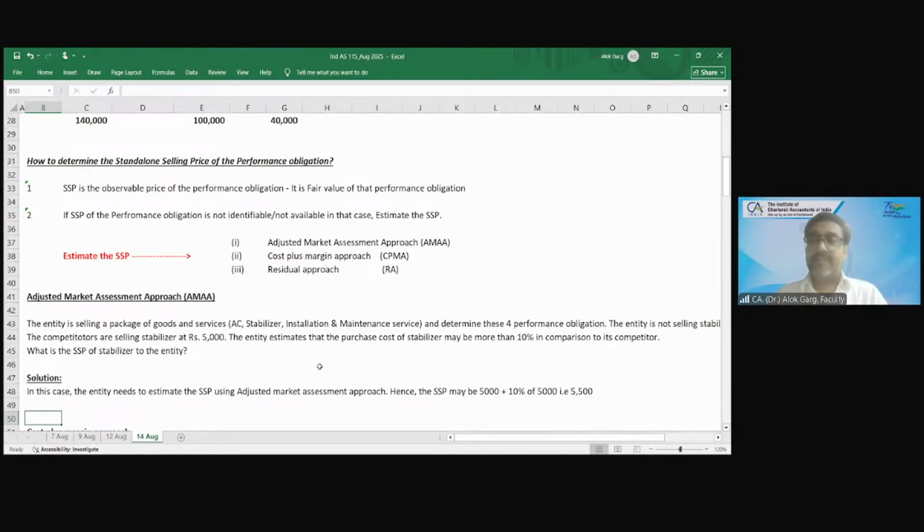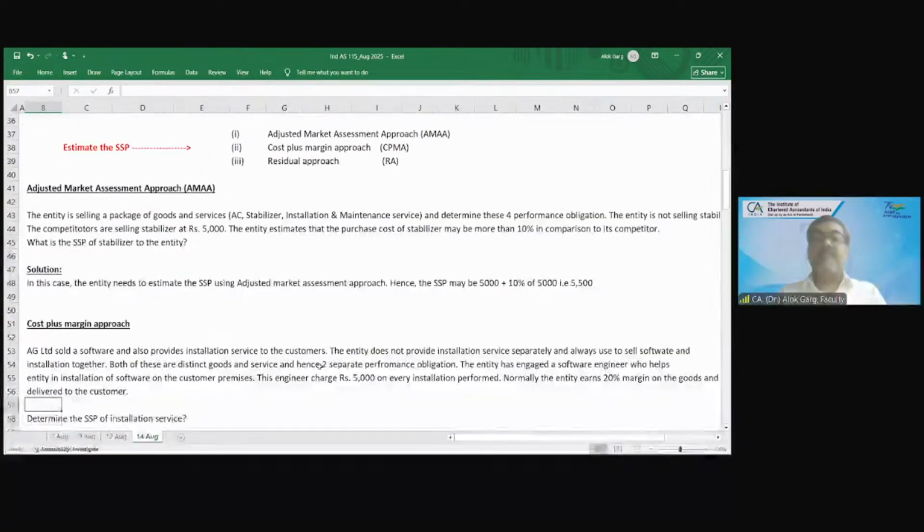You have not purchased a product. You have not got the installation done. But you are asking for a maintenance service. So since you are asking for a maintenance service, they will also provide you the maintenance service. So the adjusted market assessment approach means if your competitors are selling those goods and services, from that market you can take the price and you can adjust the price for computing the estimated standalone selling price. Example. Let's understand with the help of an example.